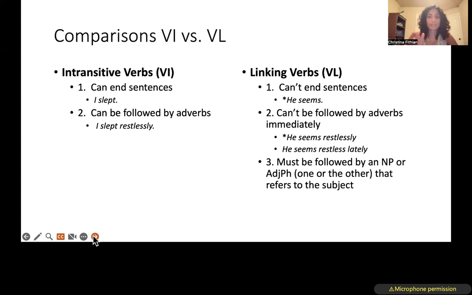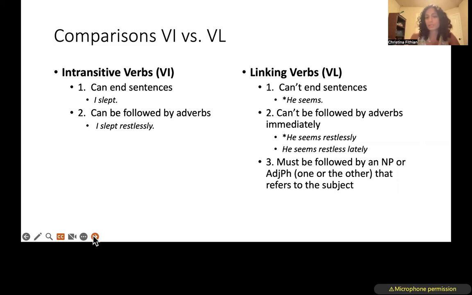On the other hand, linking verbs cannot end sentences. So we can't just say, he seems. That's ungrammatical. So again, if you're looking at a verb and you're not sure whether it's a VI or a VL, try to end the sentence with the word. And that will be pretty obvious if you have a linking verb because it won't make sense. The second part is that linking verbs can't be followed by adverbs immediately. So I cannot say, he seems restlessly.